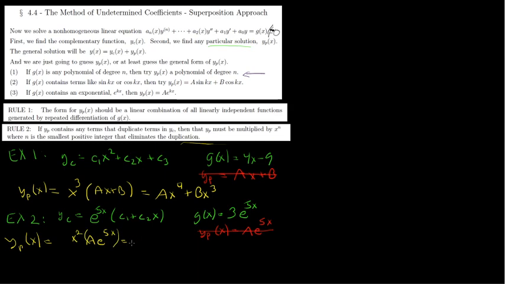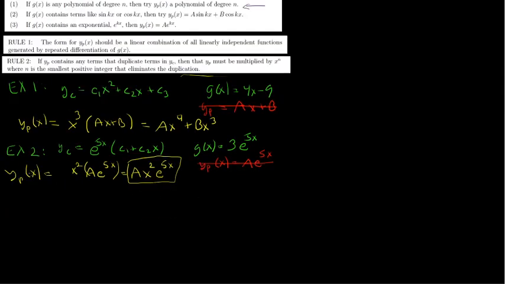And I'll bring out the a first. So a times x squared e to the 5x. Okay, so that would be the form of the particular solution for example 2. Right? So are we getting the hang of it here? Maybe I'll do one more, and that should do it for 4.4.